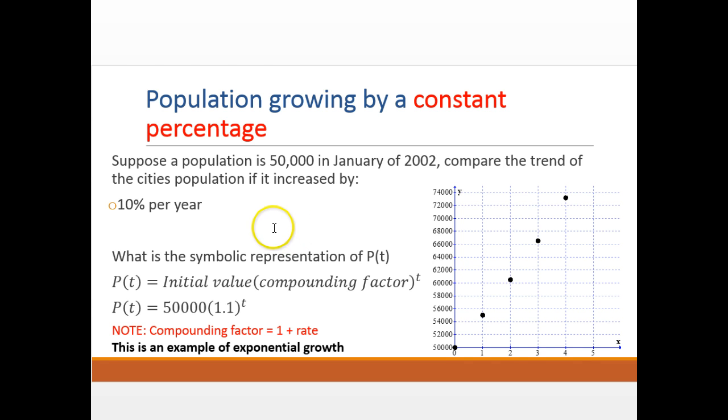And we can write exponential growth as the initial value times what's called a compounding factor raised to the t power. Now your compounding factor is defined to be 1 plus your rate. You grew at 10% a year, which is 0.10, so 1 plus 0.10 is 1.1. So 50,000 times 1.1 to the t power.